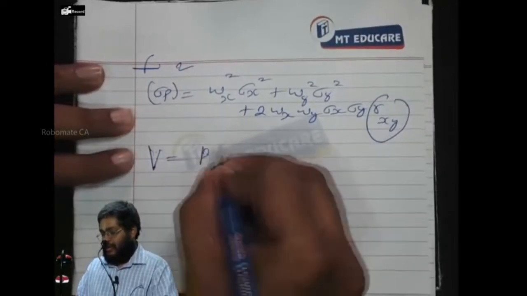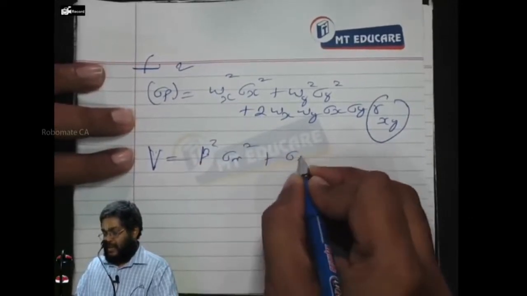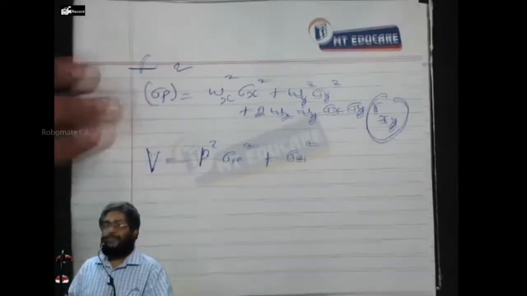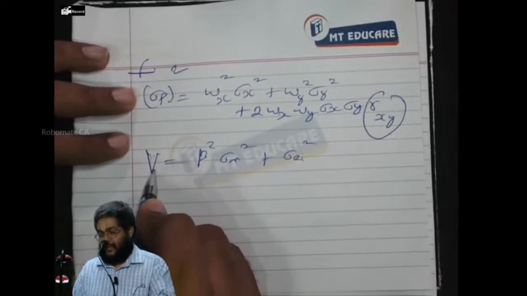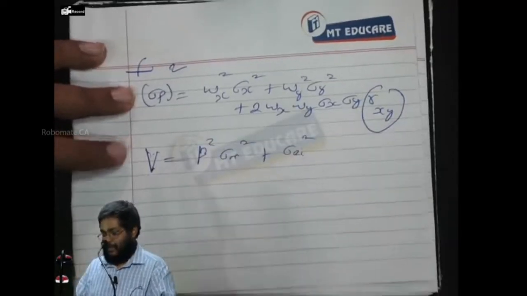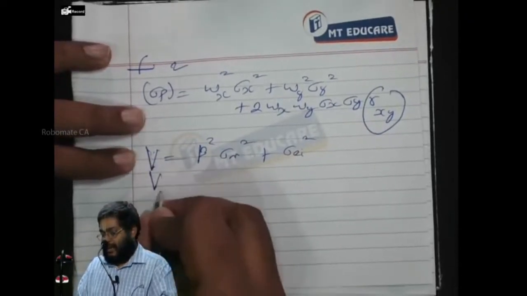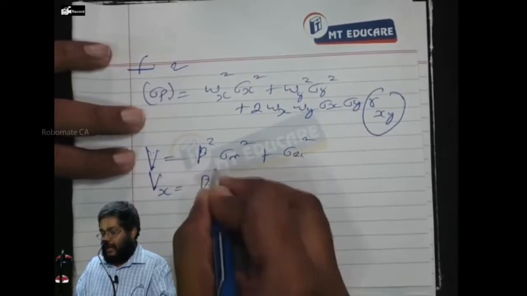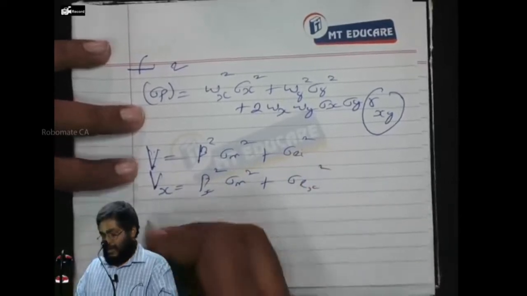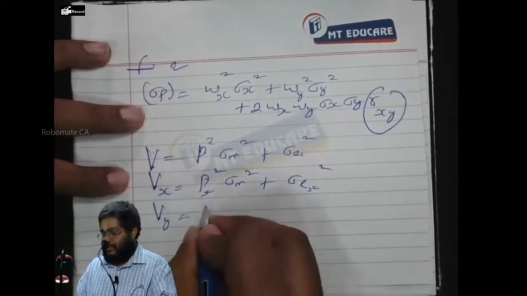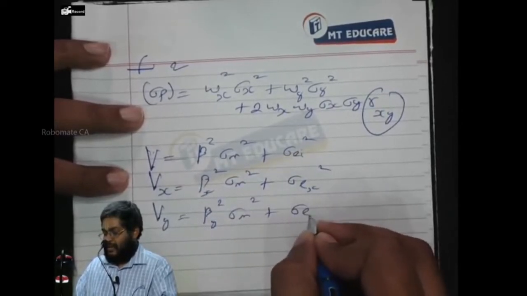V is equal to what? Beta squared sigma m squared plus sigma ei squared. Yes or no? Any correct? No. This is the variance of a security. Now, suppose I want to know the variance of security X. What is it? Variance of X is equal to beta of X squared sigma M squared plus sigma EX squared. Yes or no? I want to know the variance of individual security Y. What is the variance of Y? Beta of Y squared sigma M squared plus sigma EY squared.